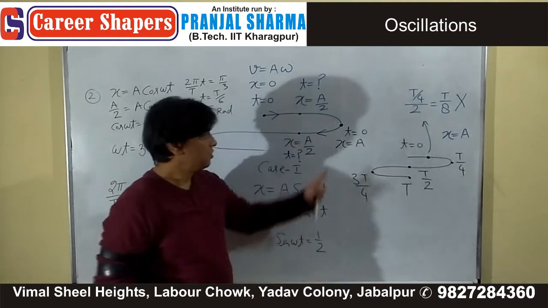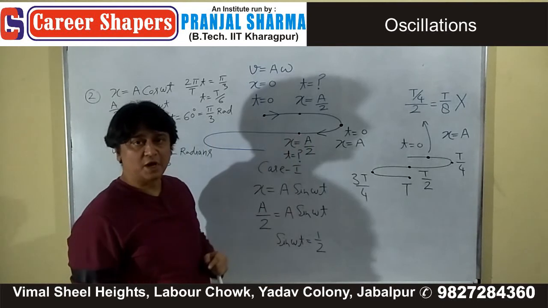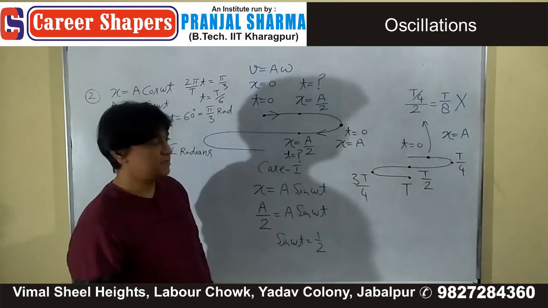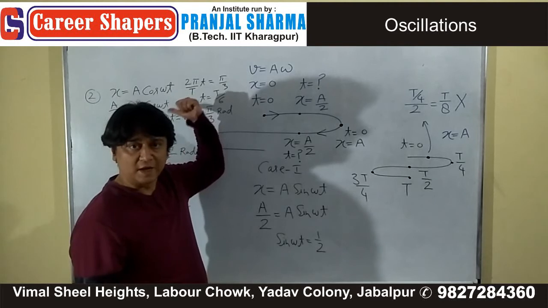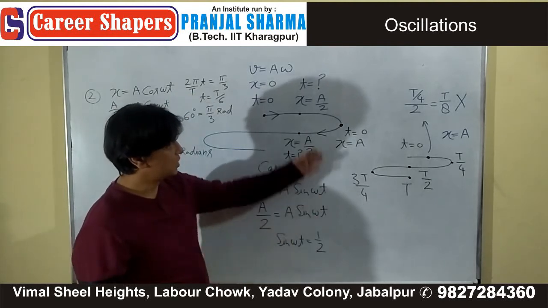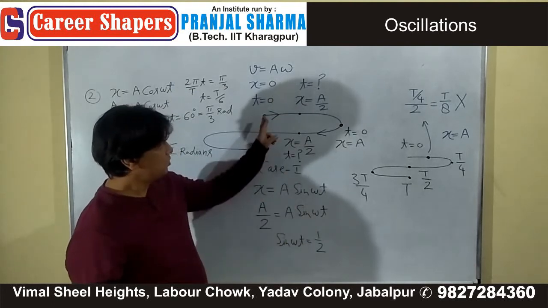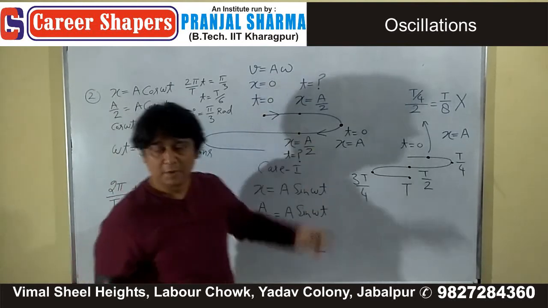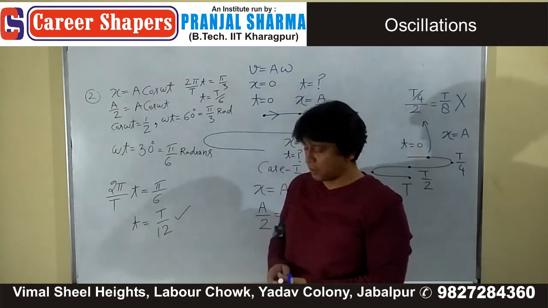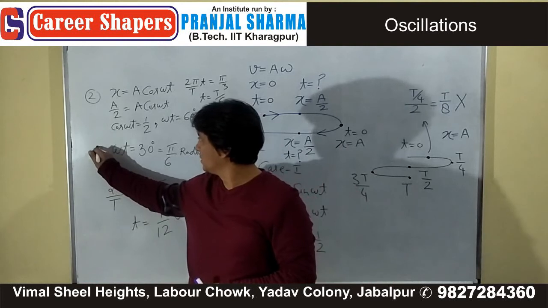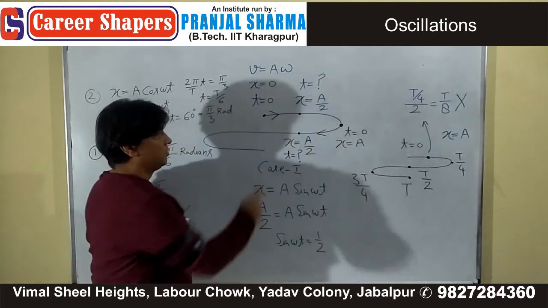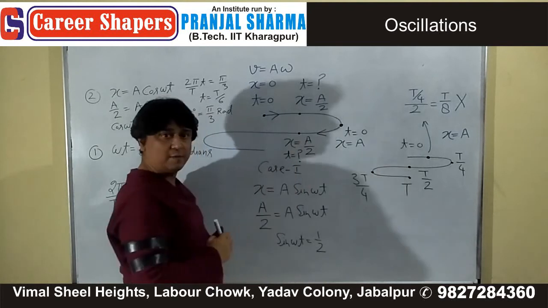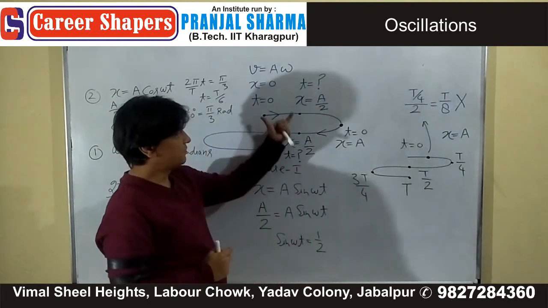That means from this point to this point, this object will take what time? T by 6. Now, we could have answered T by 6 without using the second case equation, with the help of the answer which we have learned in this part. From this position to this position, time taken is T by 12. This is coming from question number 1. From this position to this position, time is T by 4.